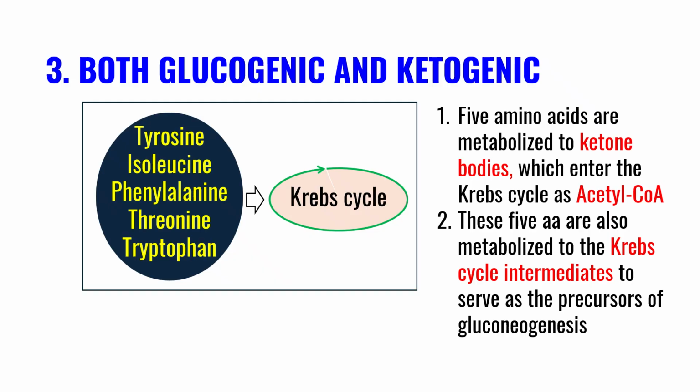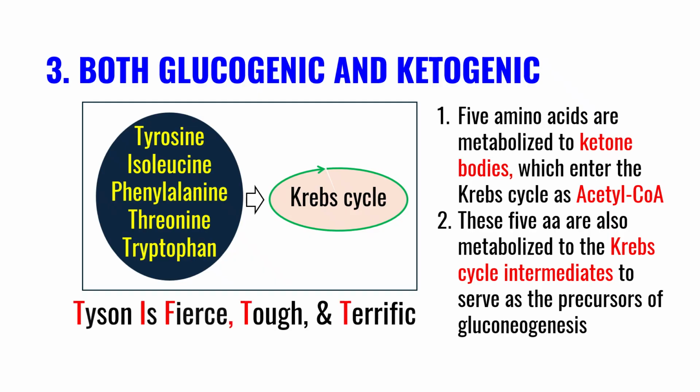You can memorize these 5 amino acids using this mnemonic. Tyrosine is fierce, tough, and terrific. Each highlighted letter is an amino acid. Tyrosine, isoleucine, phenylalanine, threonine, and tryptophan. So this is all about the classification of the amino acids.